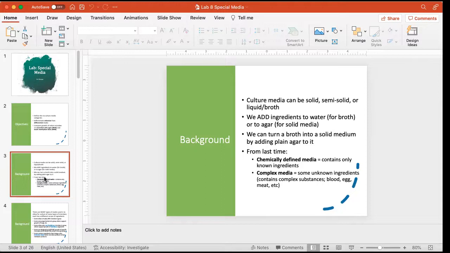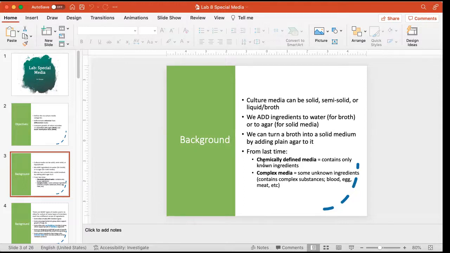We can turn any broth into a solid media just by adding plain agar to it. We can do that if we want. And we can turn most agars back into broths by removing agar from the recipe. So we have a lot of freedom when we make up culture media in the laboratory. Now, from last time, if you remember, we talked about the difference between what we call a chemically defined medium and a complex medium. We said that anytime that we are putting together a medium that has a list of known ingredients, we refer to that as chemically defined. In other words, we know each and every chemical that goes into that media.